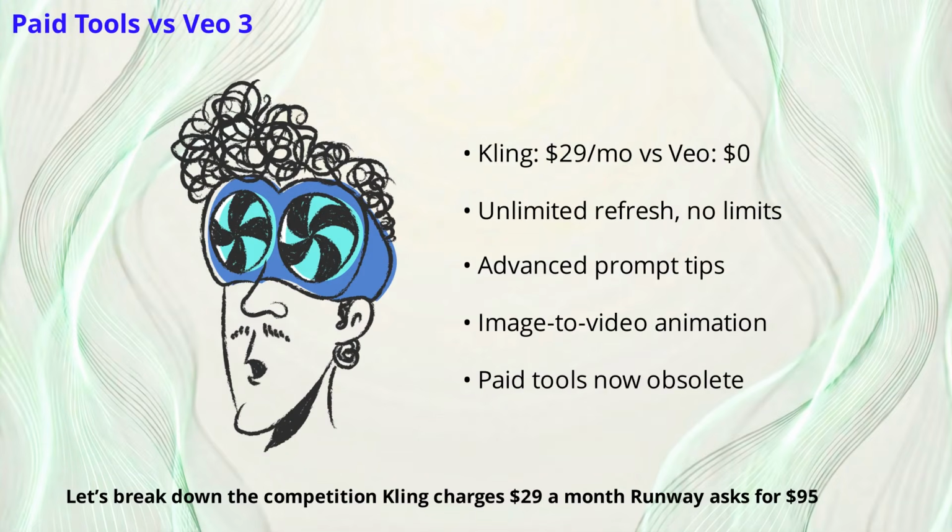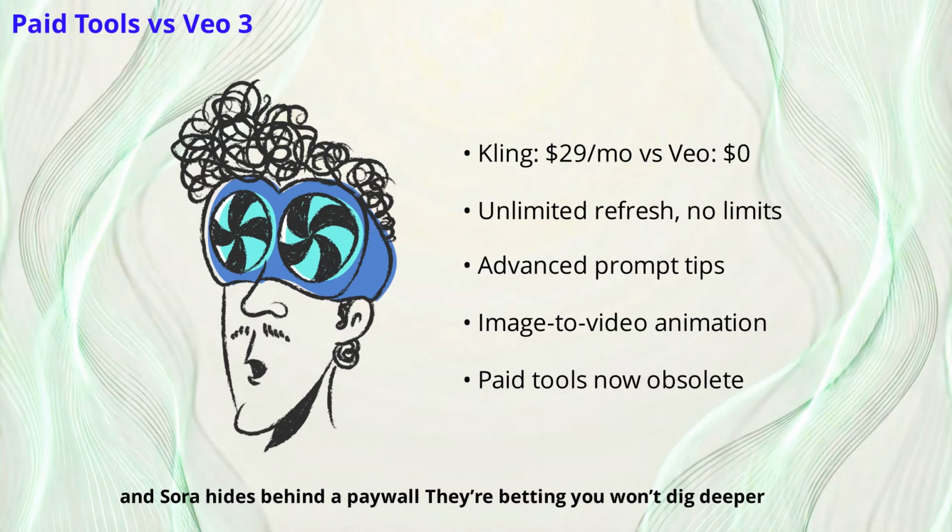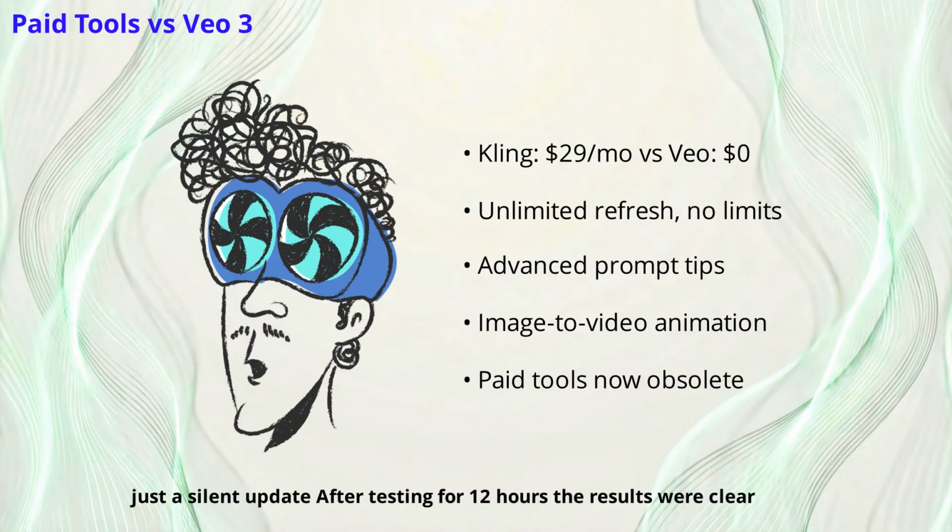Kling charges $29 a month, Runway asks for $95, and Sora hides behind a paywall. They're betting you won't dig deeper. But in April 2026, Google quietly activated Veo 3 inside Google Vids. No fanfare, just a silent update. After testing for 12 hours, the results were clear. Every paid AI video tool became obsolete.